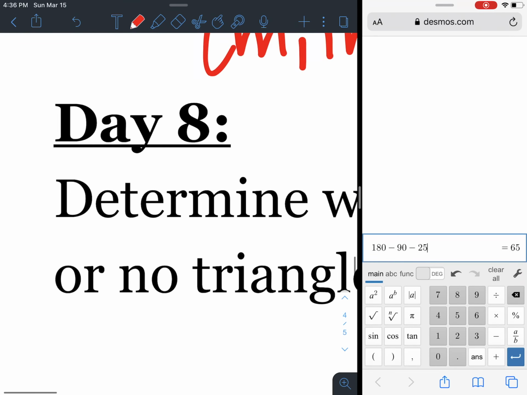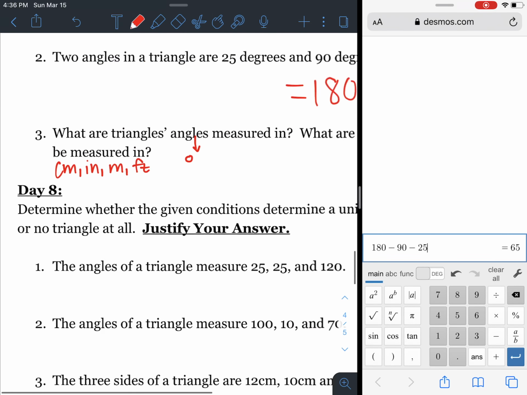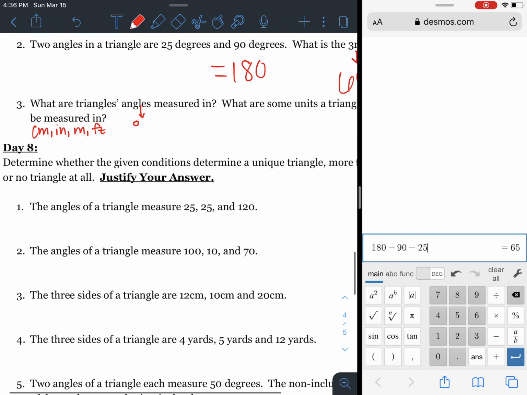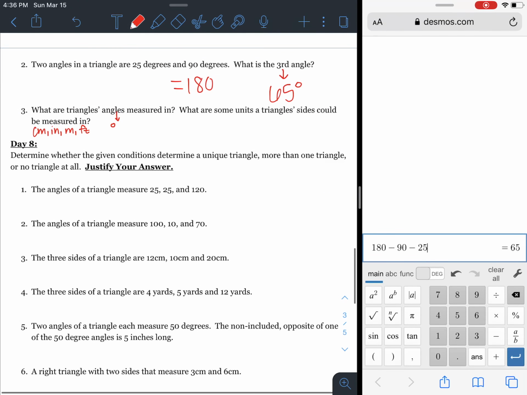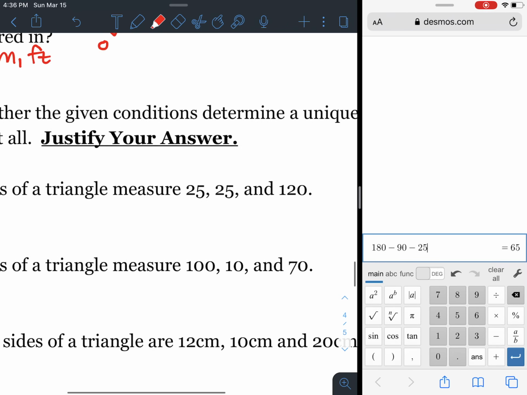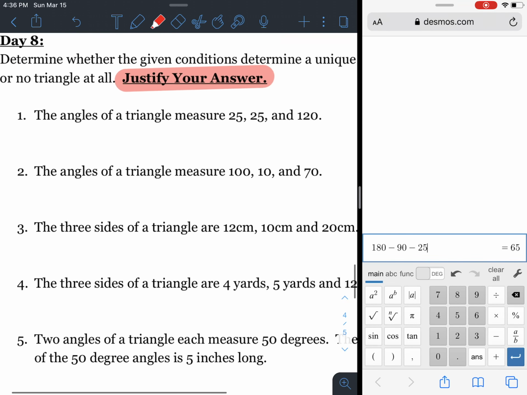Last day of bell work. Day 8. Day 8, by now we should know what a unique triangle is, whether something forms more than one triangle or no triangle at all. When it says justify your answer, that means give the conditions that were given.